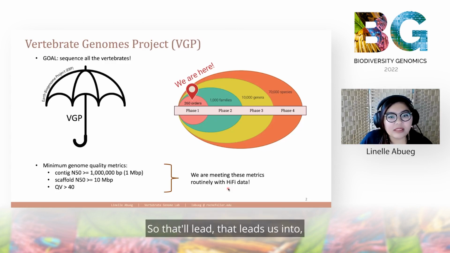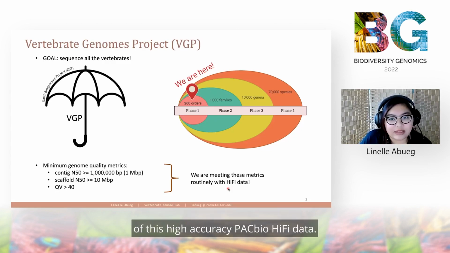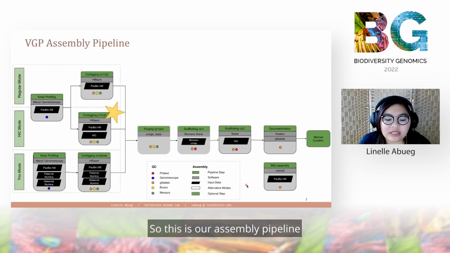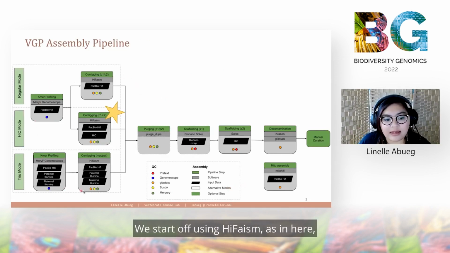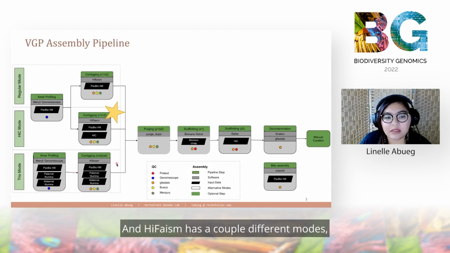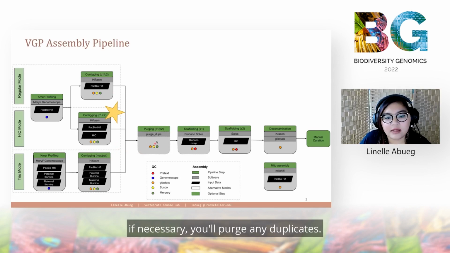So that leads us into our actual assembly pipeline, which takes advantage of this high accuracy PacBio HiFi data. This is our assembly pipeline as an overall workflow schematic. We start off using HiFiasm here to make our contigs, and HiFiasm has a couple different modes that I'll touch on in a little bit, but either way, you'll use HiFiasm, you'll generate your contigs, and if necessary, you'll purge any duplicates, and then continue on to scaffolding steps.